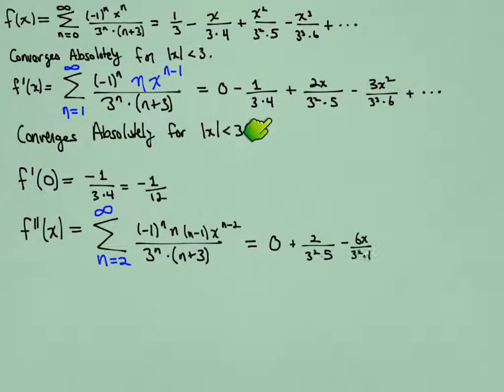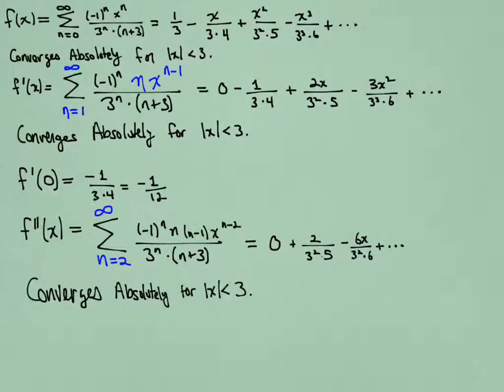Writing out a few terms, the constant term now is 0, and I just apply the power rule on the linear term to get 2 in the numerator. I apply the power rule here, I get 6x now, and we would continue on in the same fashion. And if you needed to, this series would automatically converge absolutely for x less than 3 in magnitude, and you could calculate f double prime of 0 just as easily as we did above. All these terms of higher degree would vanish, and it would be 2 over 3 squared times 5, which is 2 over 45.